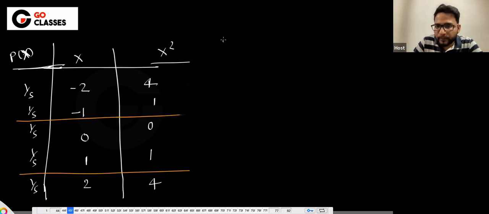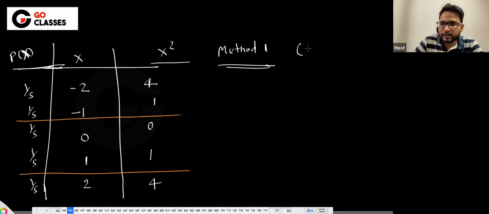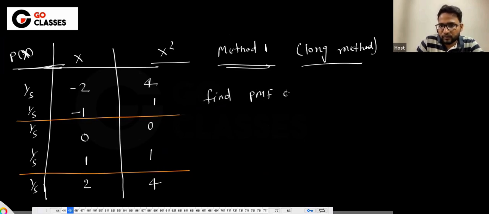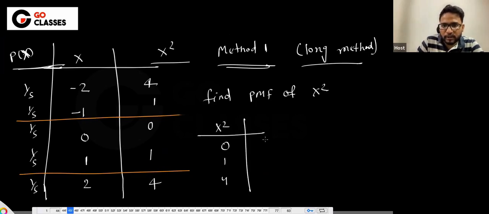So let's find the PMF. Let's say this is method 1, which is the long method. What is the long method? You find the PMF of x square. Let's do it. The possible values of x square are 0, 1, 4, and the probabilities I think we have calculated already. This is 1 by 5, this is 2 by 5, this is 2 by 5. Okay? This is the probability distribution.